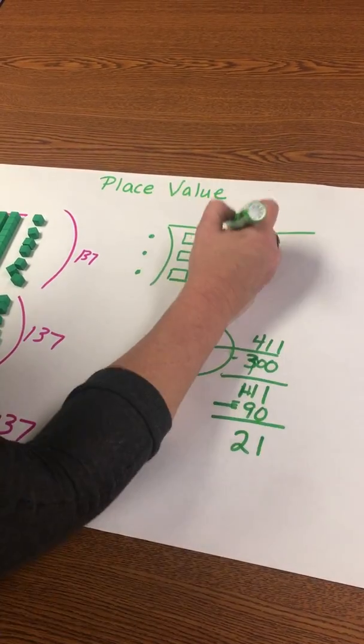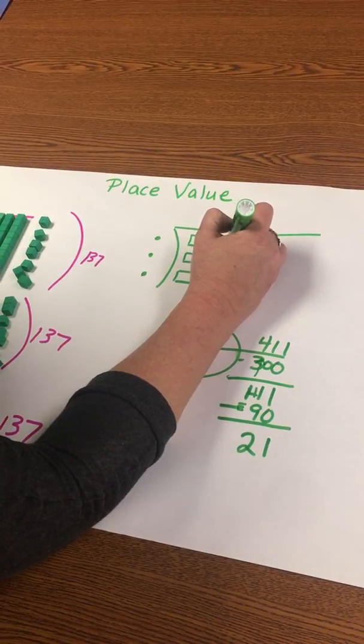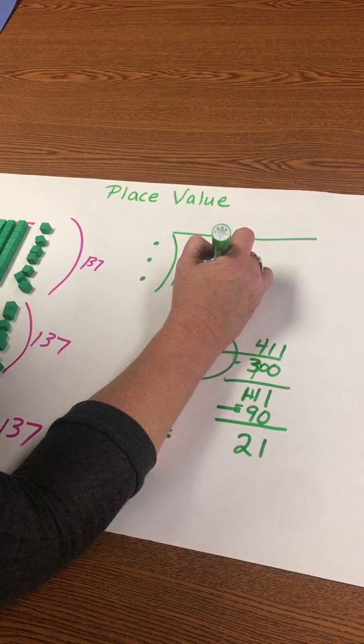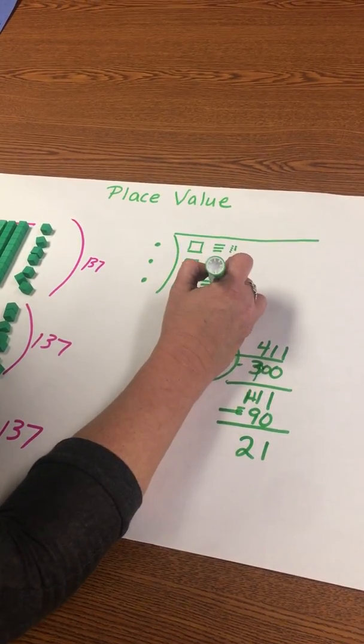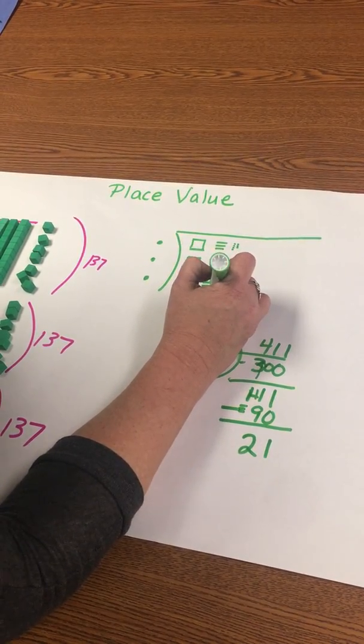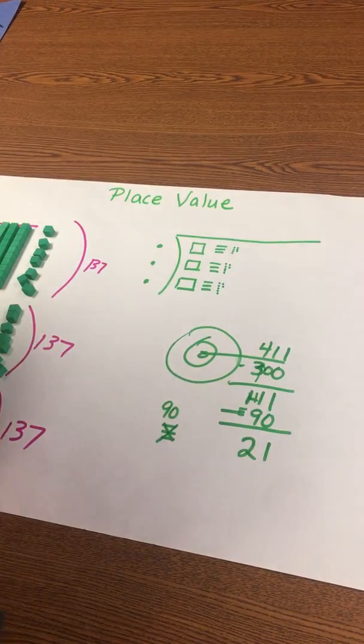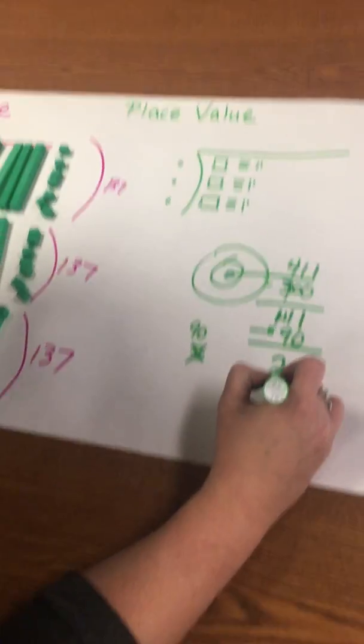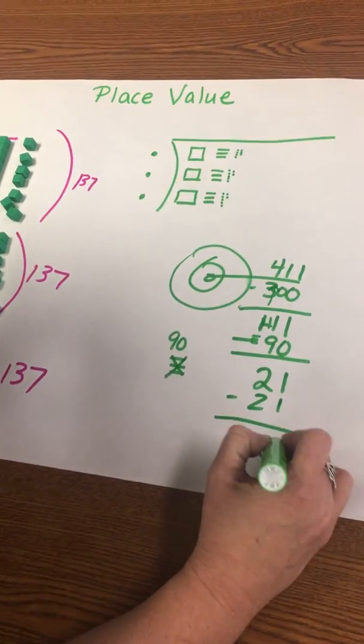I do. 1, 2, 3, 4, 5, 6, 7, 8, 9, 10, 11, 12, 13, 14, 15, 16, 17, 18, 19, 20, 21. All done. So how many do I have in each group? I just used them all up.